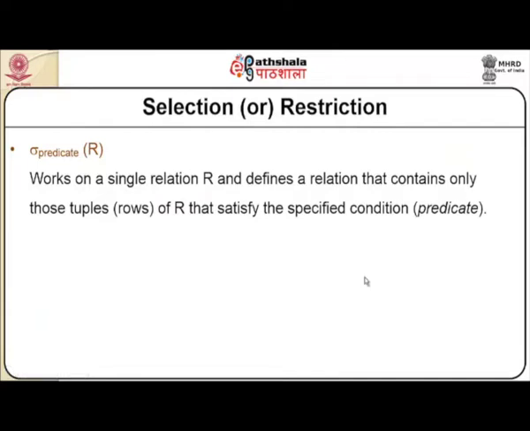First, we will look at an operation called selection, which is otherwise called restriction. The notation that is used for selection would be sigma. Sigma of a relation R with a predicate. Predicate is the condition that we may have to apply for doing this selection operation. So, this works on a single relation R and defines a relation that contains only those tuples of R that satisfy the specified predicate or a specified condition.